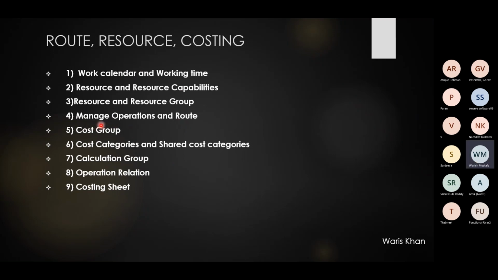This is the common area: manage operation, manage cost group, how we are going to calculate in our costing, the cost category and shared cost, categorize, calculation group, operation relation, and costing sheet. The most important is how we are going to represent in our costing sheet what is produced as our finished good. The costing sheet provides each and every component, which is our costing benefit. Once we estimate in our production, the system is going to calculate based on our setup. Then we have to achieve it in our costing sheet.